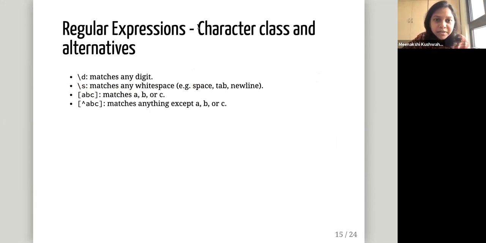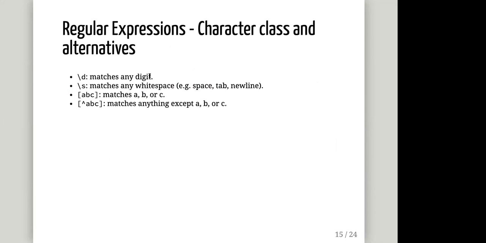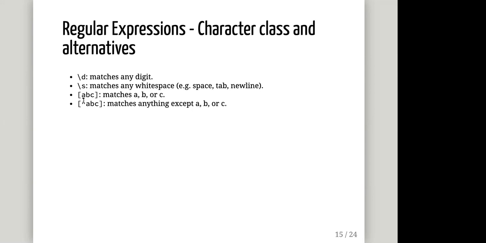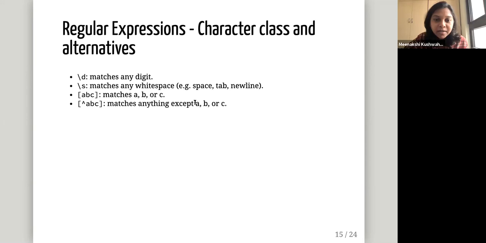Then there are different character classes, which we saw in the table. \d matches any digit, \s matches any white space: space, tab, new line. If we want to use logic, like match something or something else, we can use square brackets. So square brackets with abc means match a, b, or c. And if we do caret abc inside the brackets, it matches anything except a, b, or c. So it's like complementary.